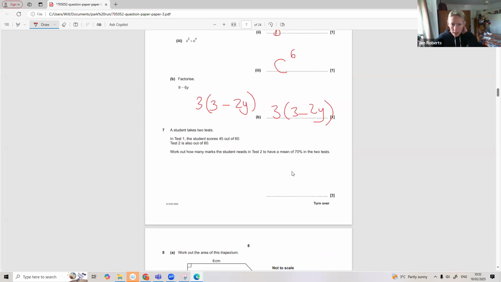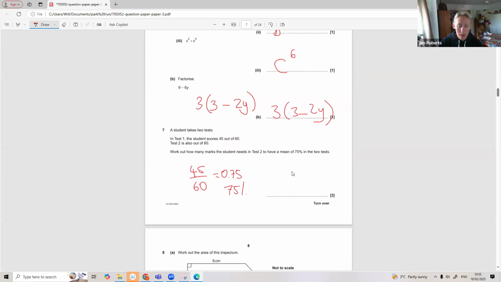Student takes 2 tests. Test 1 scores 45 out of 60. I'm just wondering what that is as a percentage. 45 divided by 60 is 0.75. Times it by 100, 75%. Test 2 is also out of 60.